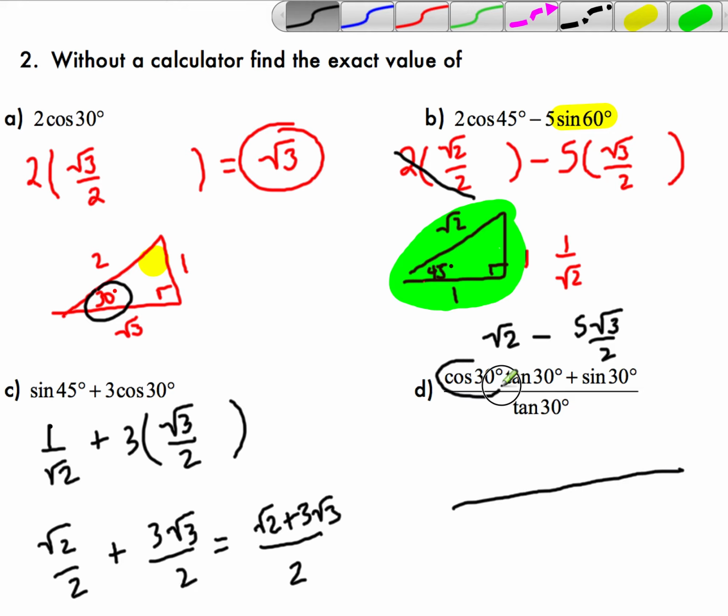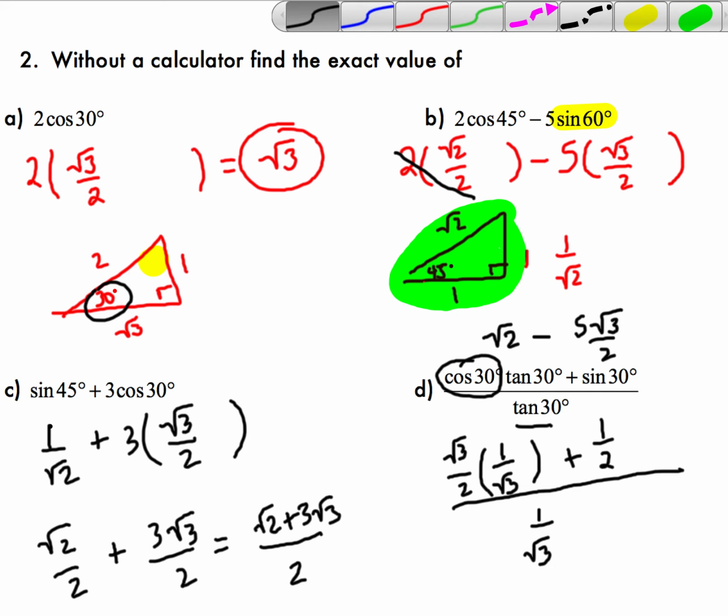So the cosine of 30 degrees, cosine is adjacent over hypotenuse. The tangent of 30 degrees is opposite over adjacent, so 1 over root 3, plus the sine of 30 degrees. The sine is opposite over hypotenuse, so 1/2, over the tangent of 30. Tangent of 30, we already have that one. It's 1 over root 3.